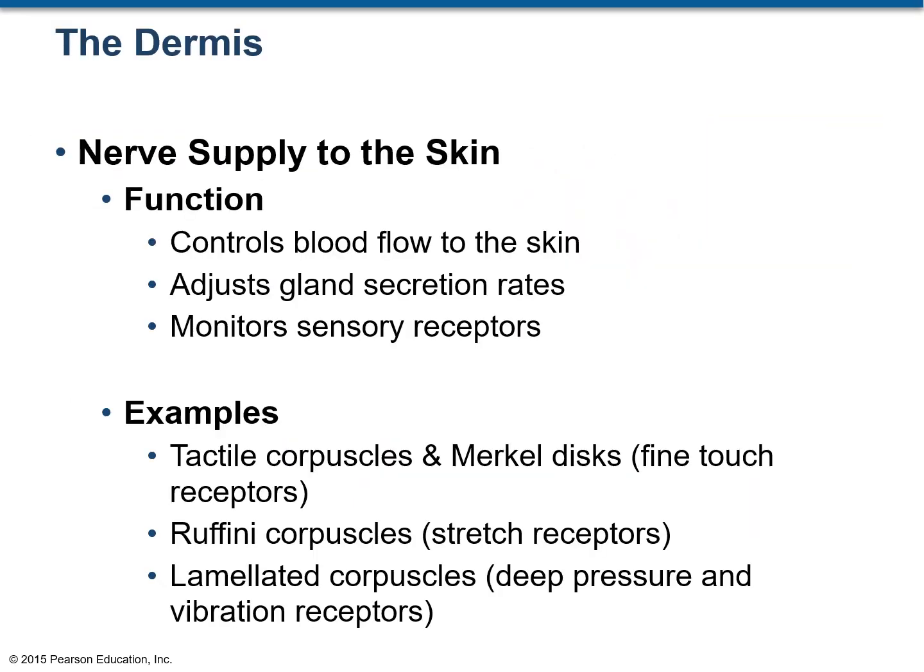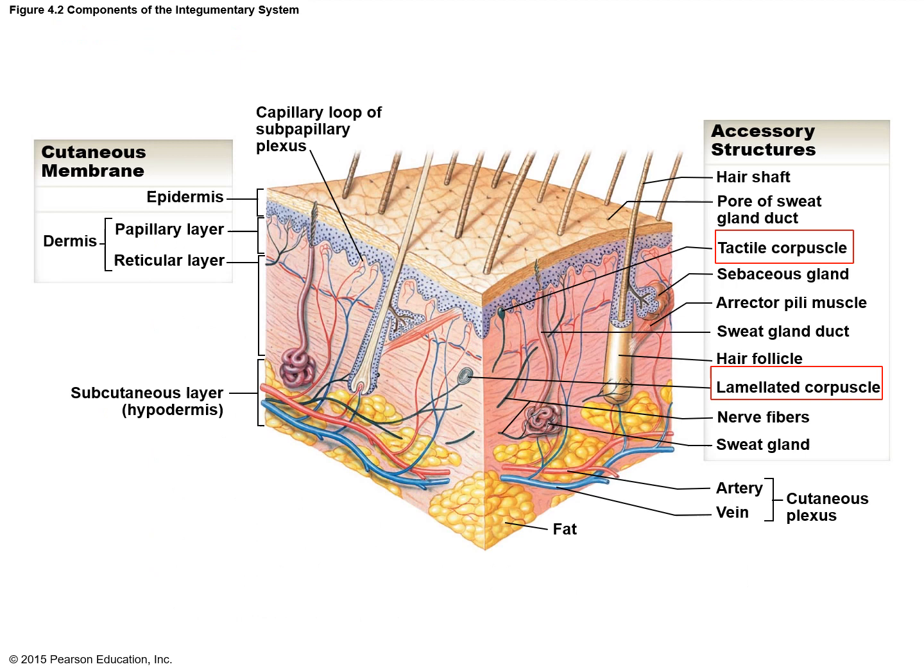The function of the nerves in the skin is to adjust the secretion rate of the glands, such as the sweat glands and the sebaceous glands. The nerves also control how much blood would be flowing to the skin, and the nerves monitor the different detectors or sensory receptors the skin has. Some examples of the receptors are the tactile corpuscles or the Merkel discs, which are receptors for fine touch, the Ruffini corpuscles, which are stretch receptors, or the lamellated corpuscles, which are deep pressure and vibration receptors. This figure shows the tactile corpuscle and the lamellated corpuscle.